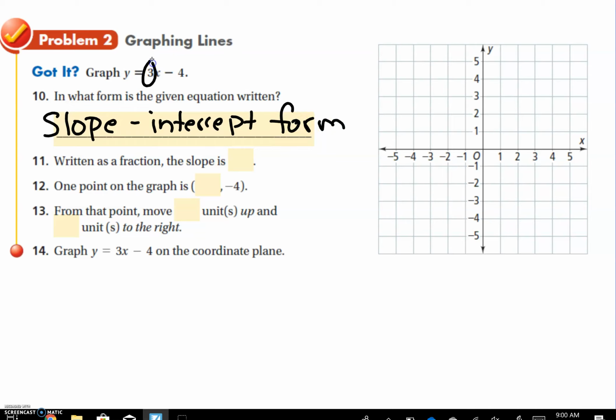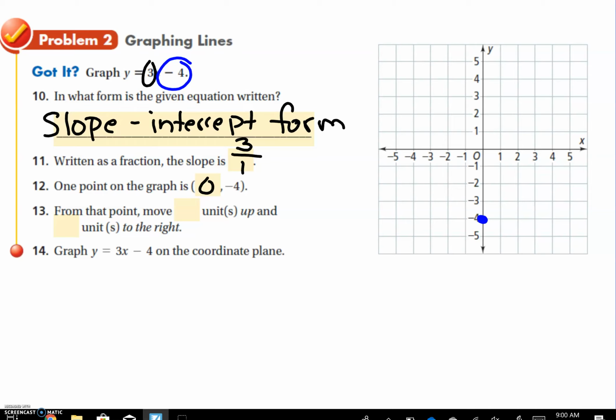So here's my slope. It's a positive whole number 3, right? So slope is supposed to be rise over run. So here, the rise is 3, and the run is 1. So when you have a whole number, how you write that as a fraction is you always put it over 1. One point on the graph is (0, -4). Where do I get this? That's what my y-intercept is. So my y-intercept is at (0, -4).